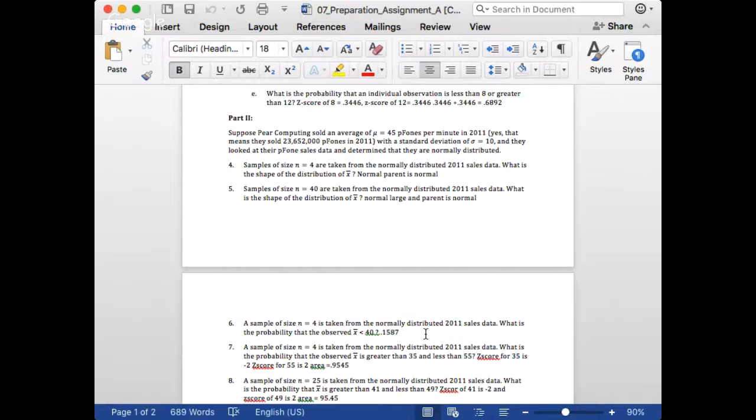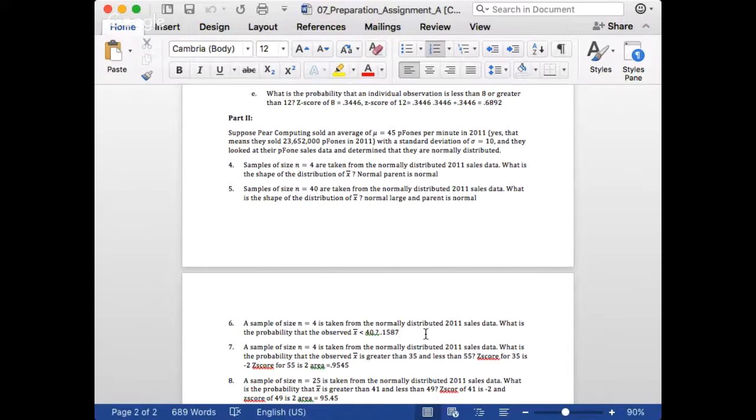So what did you guys get for the z-score? Doing that, I get a z-score of -1. Is that right? So it's 40 minus 45. I'm not getting that. I do it in two steps: I do 40 minus 45 first on the calculator, and that gives you -5.